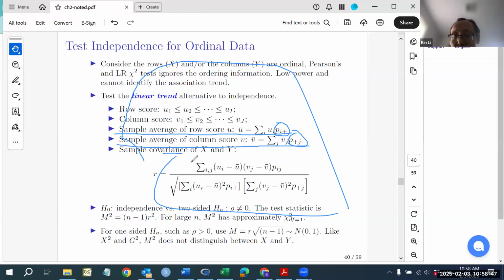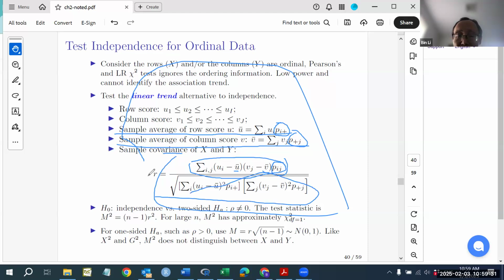The numerator, you can see, is the summation over all the cell rows and columns of u_i minus u bar times v_j minus v bar. So u bar is the sample average for the row scores. Okay, v bar is the sample average for the column scores. And p_ij is the proportion of samples for the ith row, jth column cell. Okay, and divide by the square root of these.